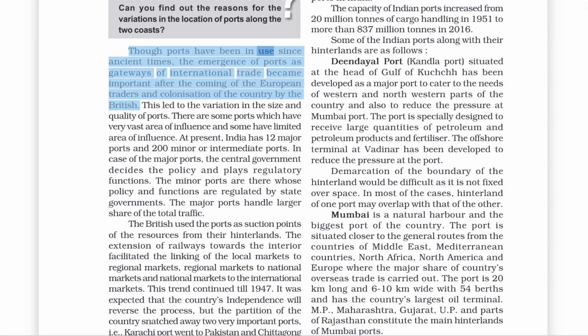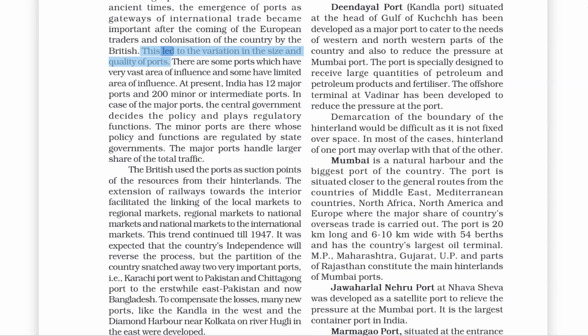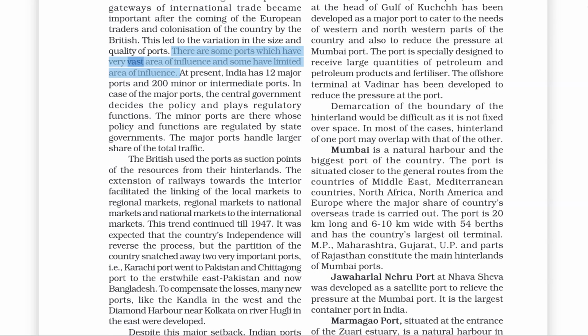Though ports have been in use since ancient times, the emergence of ports as gateways of international trade became important after the coming of the European traders and colonization of the country by the British. This led to the variation in the size and quality of ports. There are some ports which have a very vast area of influence and some have a limited area of influence.